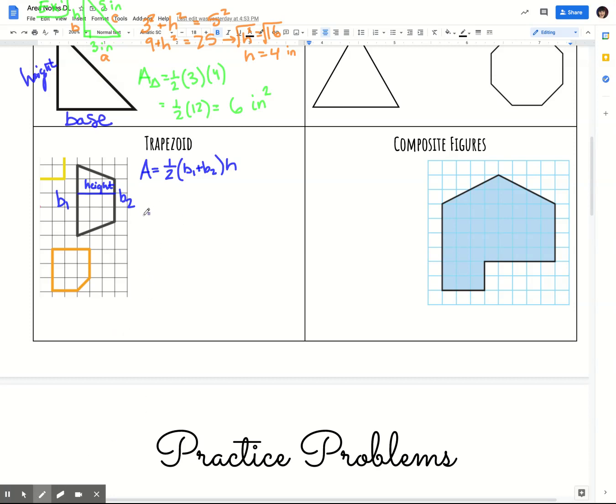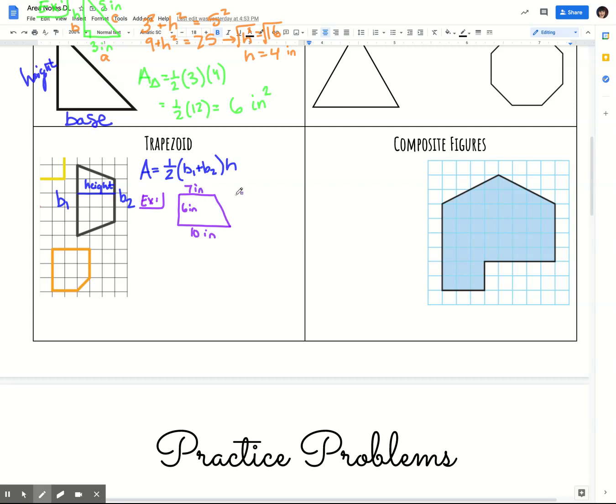Okay. So here's my first example. I'm going to draw you a picture here. Okay, so here's my trapezoid. I'm going to tell you that this right here is 6 inches. I'm going to tell you that this base down at the bottom is 10 inches, and I'm going to tell you this base up at the top is 7 inches.